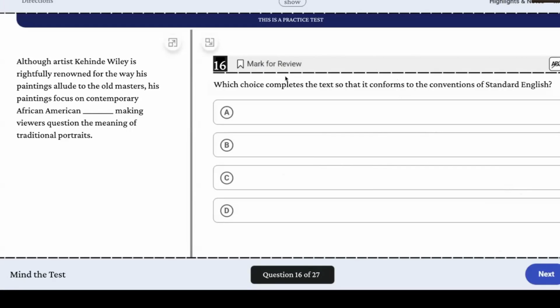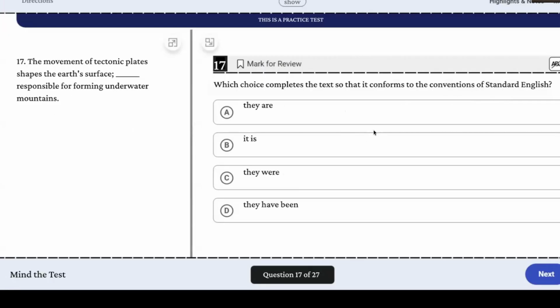Grammar questions always say which choice completes the text so that it conforms to the conventions of standard English. Conventions of standard English is just a very, very formal way of saying, excuse me, academic grammar. So for these, I've actually given you answer choices. Incredible. Wow, I never do that. And that's because the way we approach grammar is totally different from the way we approach every other reading question.